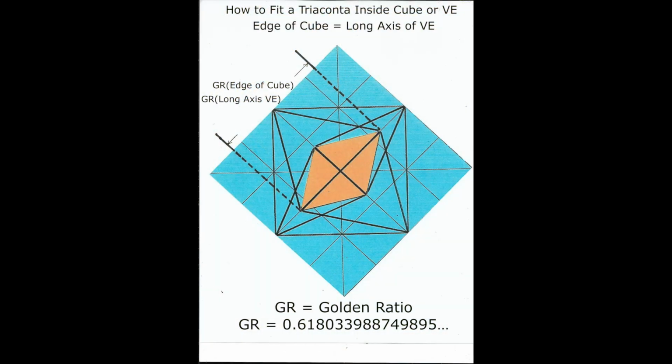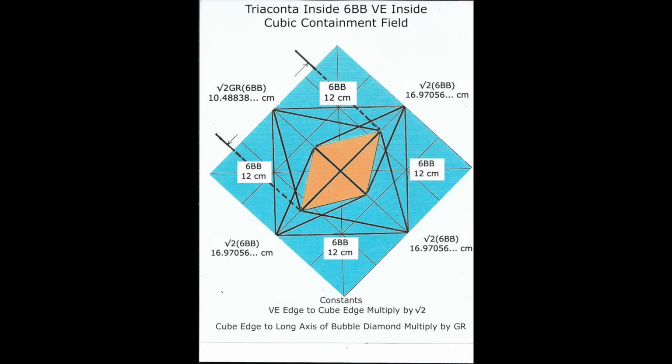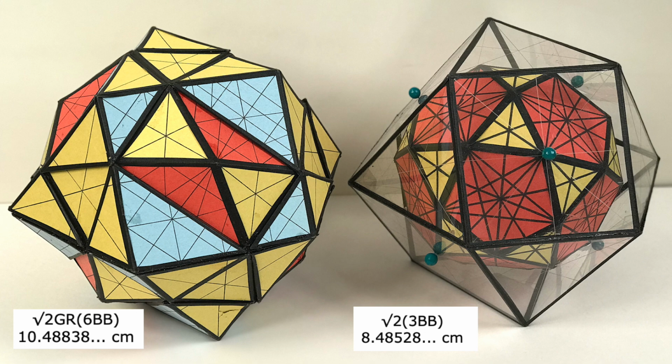Another tuning location is the long axis of the VE, which is the same measurement as the edge of the cube. Multiply the length by GR and you have the long axis of the bubble diamond of the triaconta that fits exactly inside the VE. The third tuning location is for the larger size icosidodeca that penetrates outside the VE.